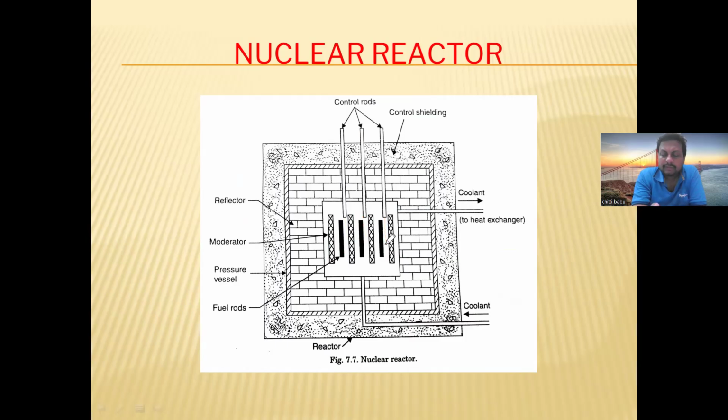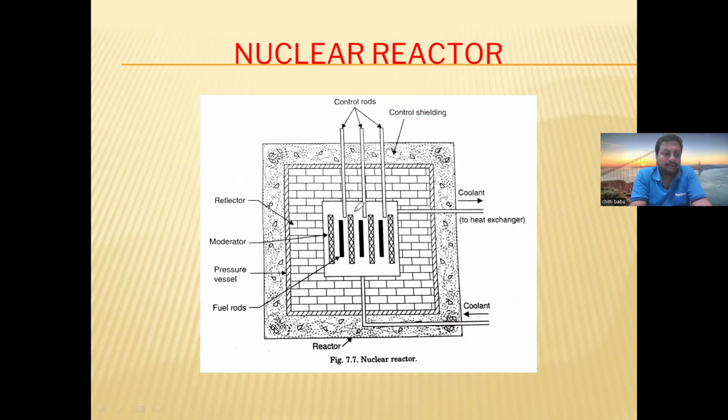Pushing downward obstructs the reaction, so the rate of production of neutrons in the particular nuclear reaction will be minimized. The rate of production of the neutrons will be minimized by using these control rods.